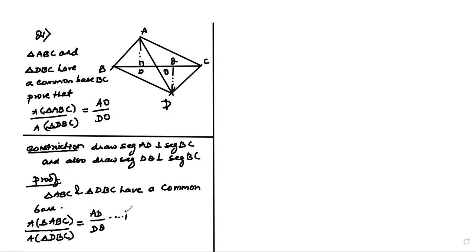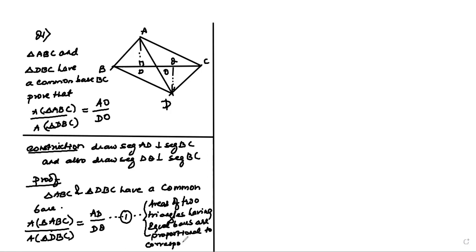I call this 1, and the reason for this we can write: areas of two triangles having equal bases are proportional to the corresponding heights.